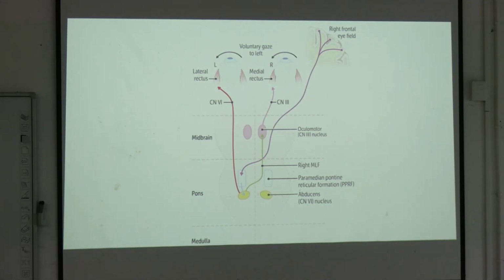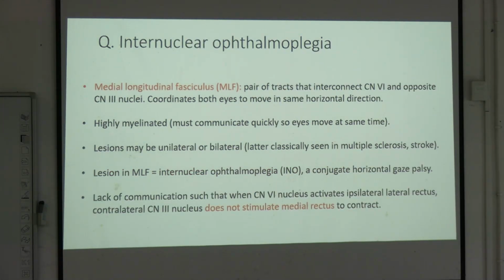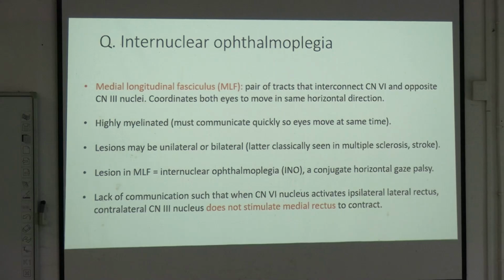Now let us read what is written. So internuclear ophthalmoplegia, we need to know the medial longitudinal fasciculus. The medial longitudinal fasciculus is very vulnerable to damage because it is a collection of highly myelinated fibers. Why highly myelinated? Because the speed of the action potential traveling through the medial longitudinal fasciculus has to be increased, because your conjugate eye movement is so fast. So it helps you in your conjugate eye movement.